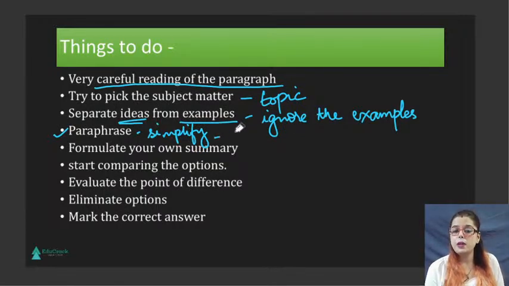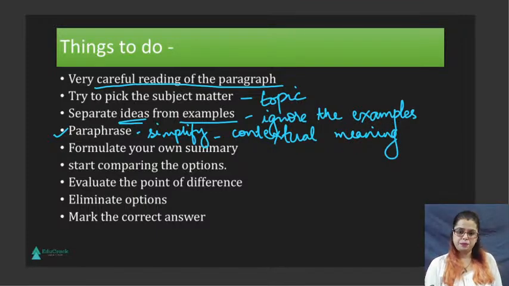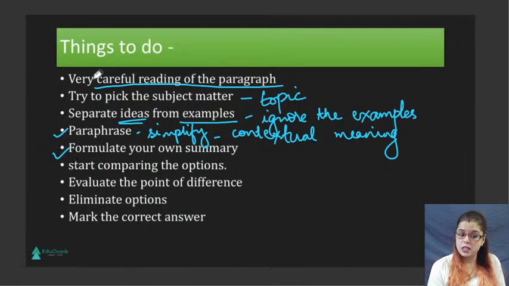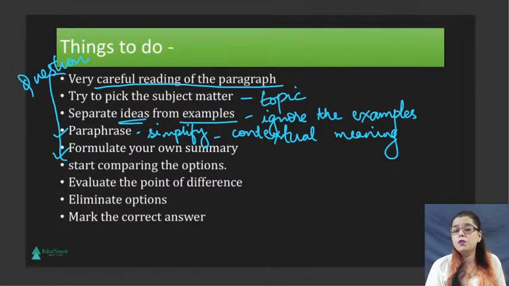Paraphrasing can also be done with the help of contextual meanings, right? Contextual meaning means I am not very sure of the meaning of the word, but I can guess. I'm able to guess it. Best thing to do is formulate your own summary. You've read the passage. What do you think it means to you? Write it down if you have time, or formulate it in your mind. After you've done this, all of this is to be done with the question itself. Till now, we have not moved to the options.